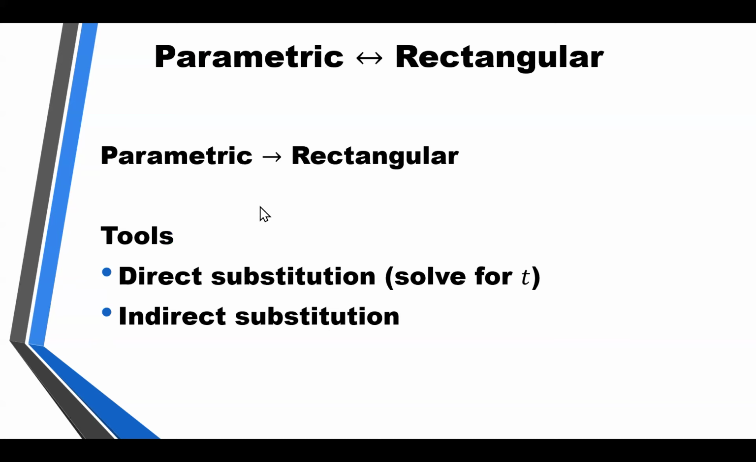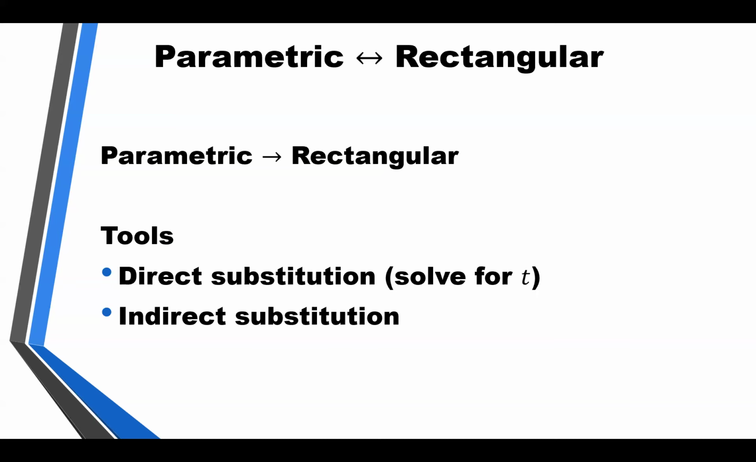So let's talk about that middle option for a while, converting to rectangular, or going back and forth between parametric and rectangular equations. Let's start with a parametric equation and convert it into a rectangular one.